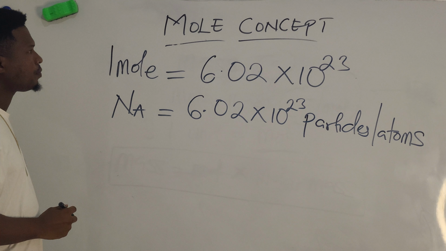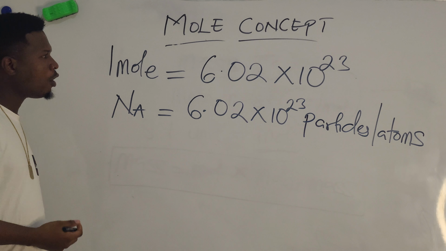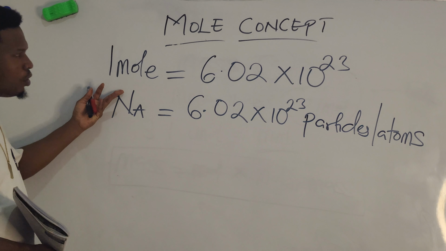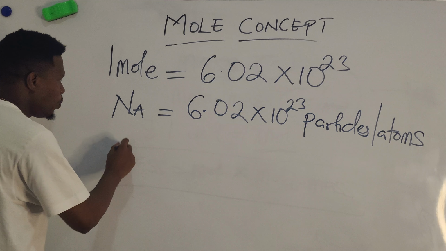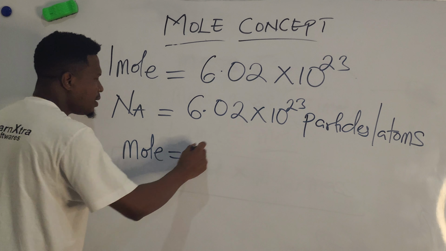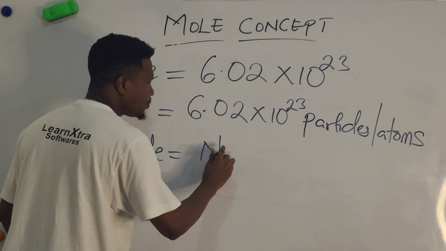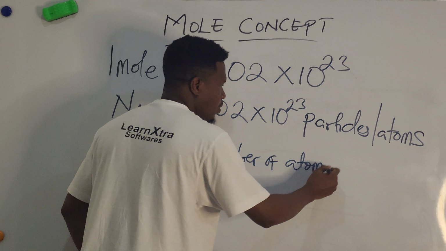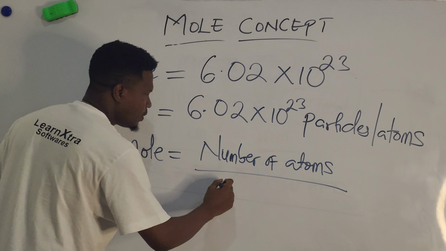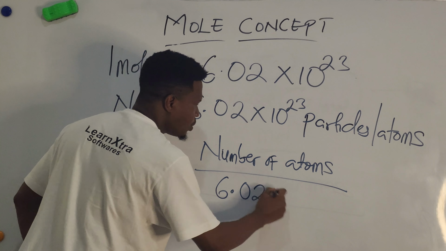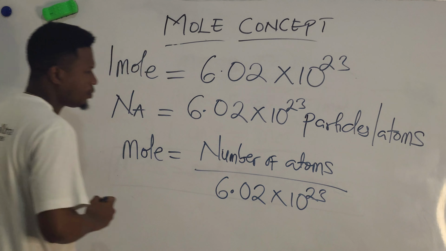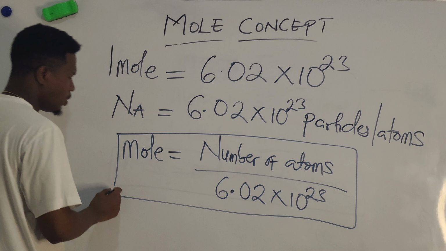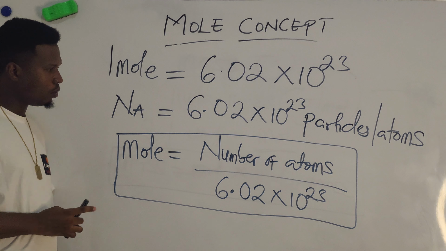So with this, we can evaluate the number of moles in a particle or the number of particles present in a given mole. So from here, we can have that mole is equal to number of atoms all over the Avogadro's constant, which is 6.02 times 10 to the power of 23. So with this, we can also evaluate either the mole or the number of atoms present in a given mole.